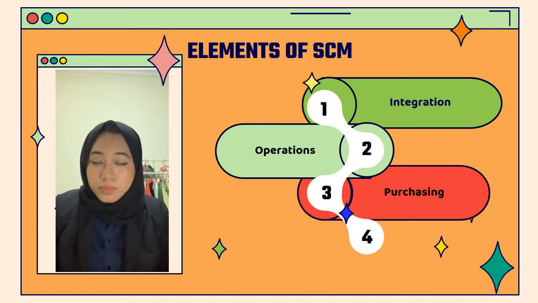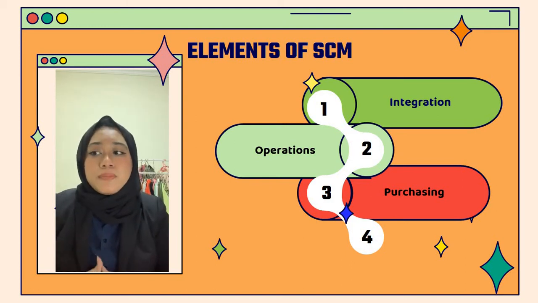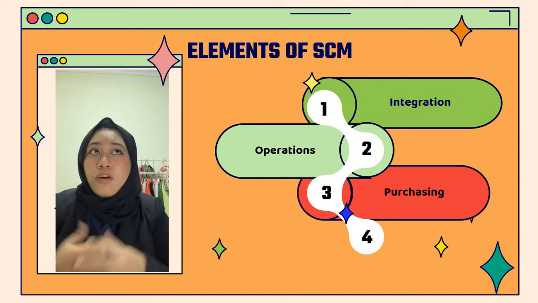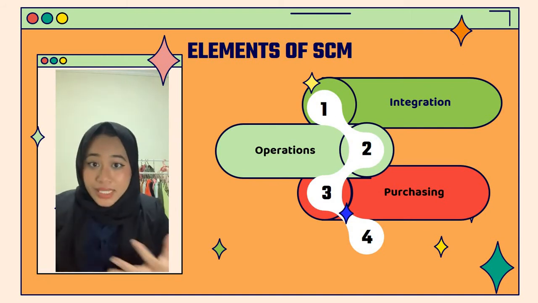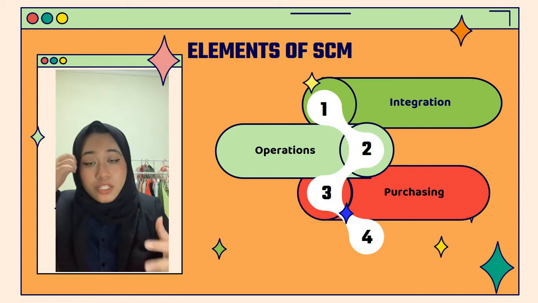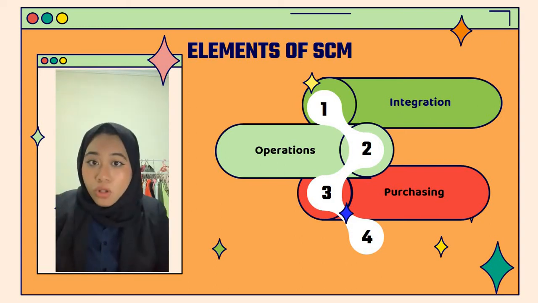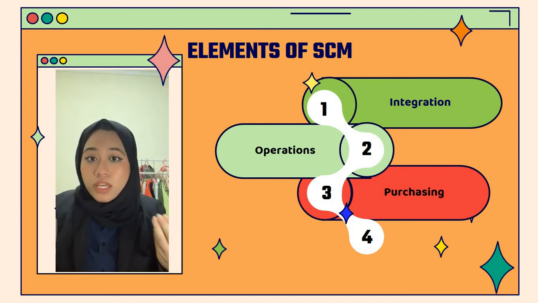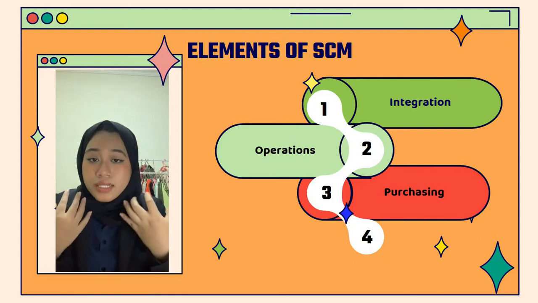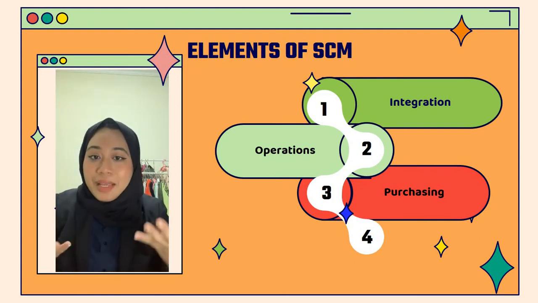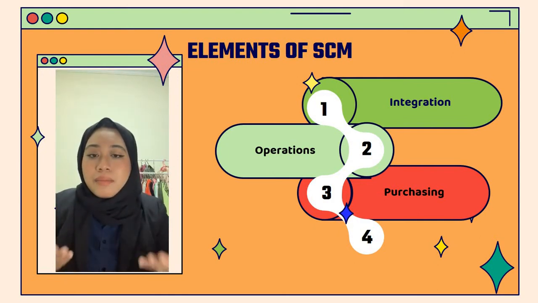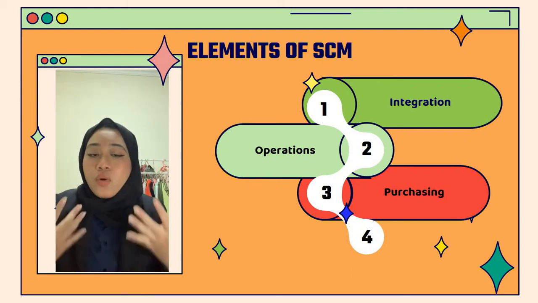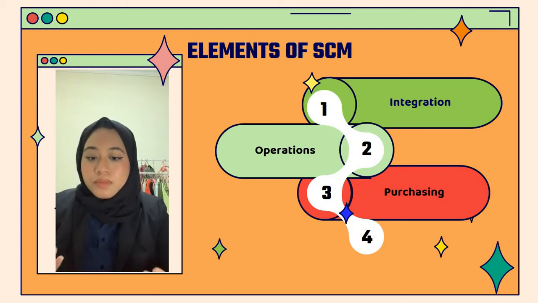Next, moving on to purchasing. Purchasing is important because when a company is selling a product, of course, there will be purchasing involved. So they need to make sure that they buy all of the materials needed to produce a product, and they also need to ensure that the materials that they buy are in the quality that they expect.